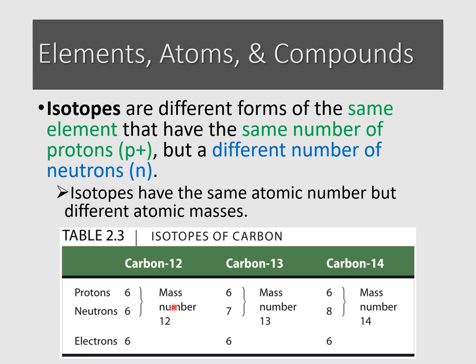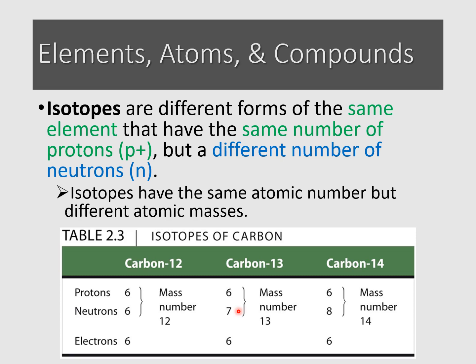Now let's look at these other 2 isotopes of carbon. So we have carbon 13. Now we have the same number of protons, which is 6, but let's add a neutron. Now we have 7 neutrons. We still have our 6 electrons. And now we're going to have an atomic mass of 13, because we've added 1 neutron onto it.